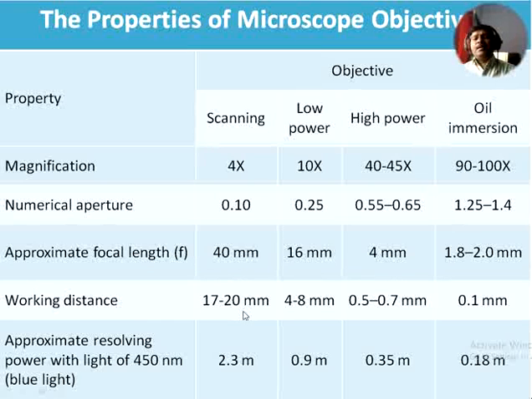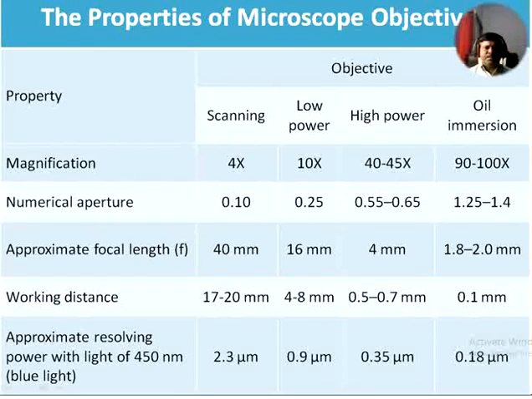In case of low power objective, the working distance is 4 to 8 millimeter. In case of high power objective, 0.5 to 0.7 millimeter is the working distance, and in case of oil immersion objective, 0.1 millimeter is the working distance between the objective lens and the specimen or the object.